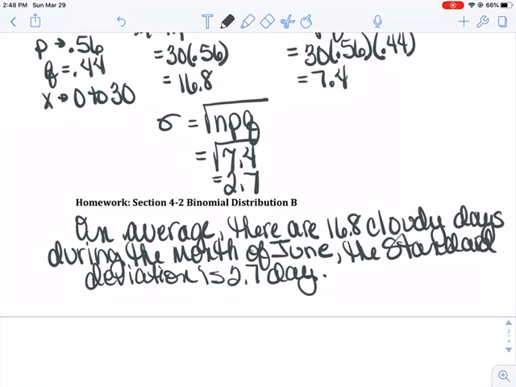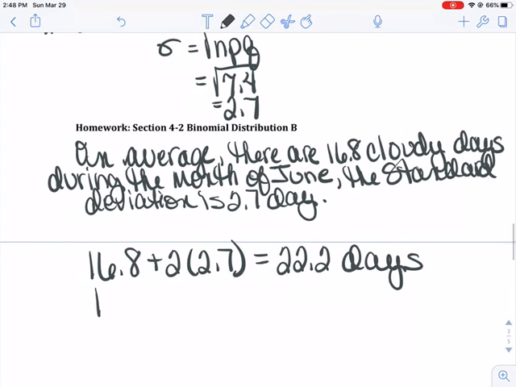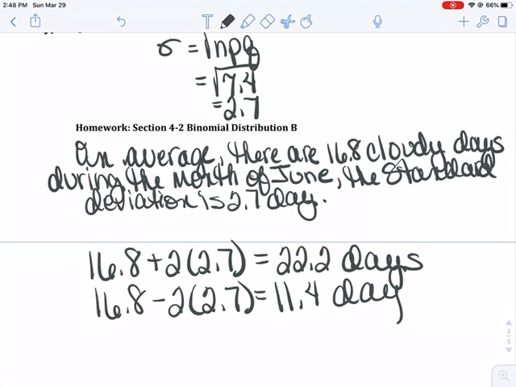Okay, so are any of the days unusual? Anybody who's more than 2 standard deviations away from the mean is going to be considered unusual. So I'm going to take 16.8 and add 2 times 2.7. And I'm going to get 22.2 days. And then I'm going to take 16.8 and subtract 2 times 2.7. And I'm going to get 11.4 days. Okay, so if we have more than 22.2 days or less than 11.4 days, then it's unusual.